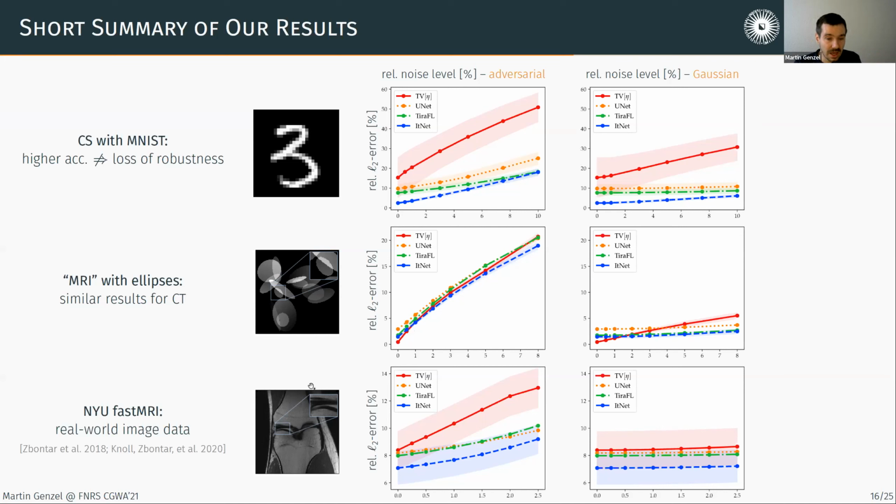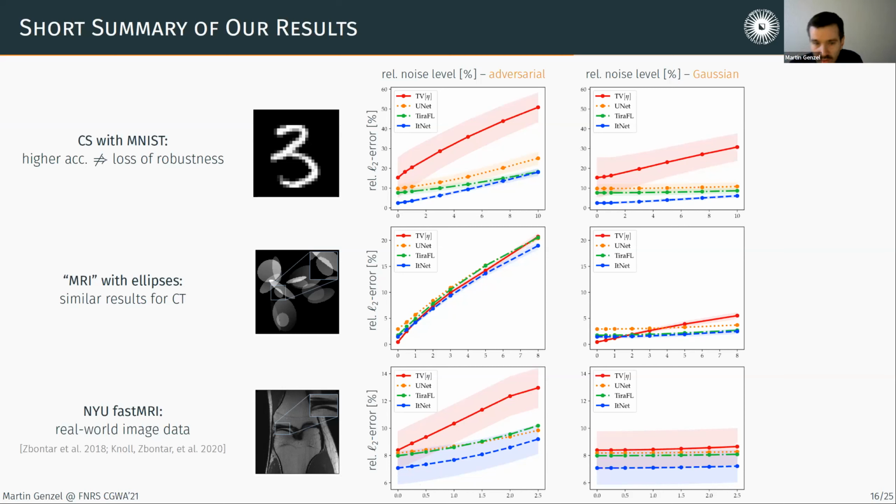And finally, also some real world data. Here we relied on the nowadays quite popular NYU-fastMRI data set, which consists of a few thousand MRI knee scans. These curves confirm what you just saw for MNIST, but here in a much higher dimensional setup. So again, TV minimization is outperformed by the neural networks regarding both accuracy and robustness.